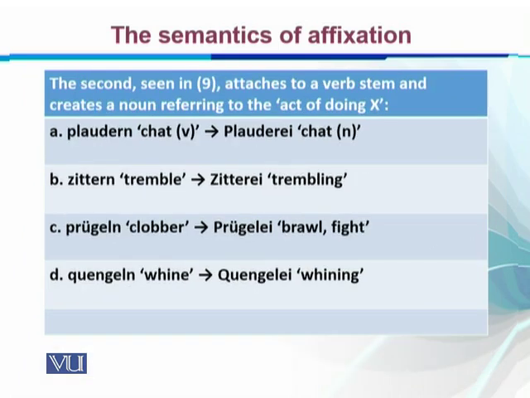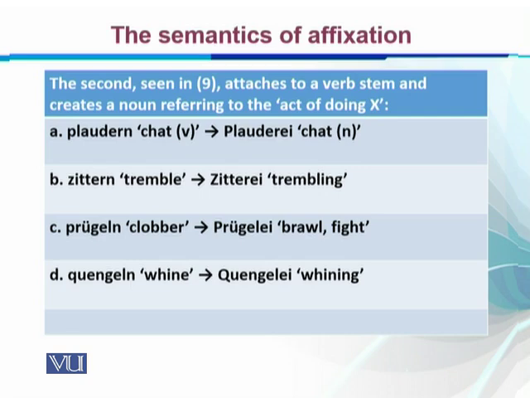Similarly, the second is seen. The second example of ei in German is that it attaches to a verb stem and creates a noun referring to the act of doing X, right? So plaudern, chat, Plauderei, chatting. It becomes a noun, right? So zittern, tremble, Zitterei, trembling. So you can see from these examples how the same affix attached to different words gives two meanings, like the affix ism.